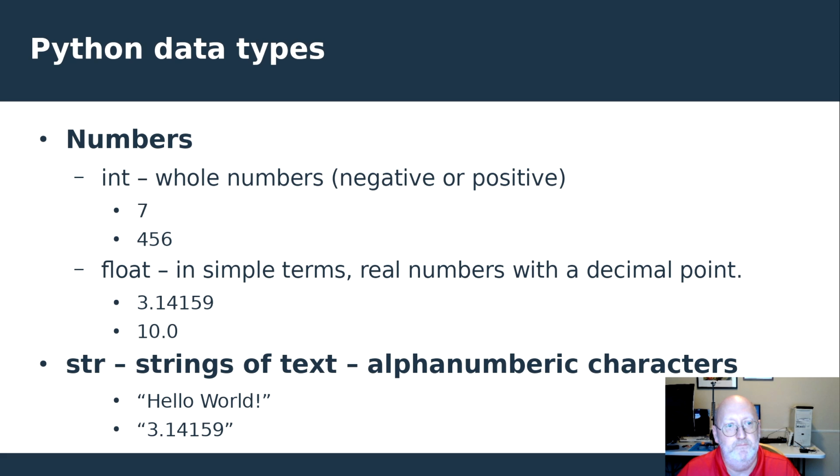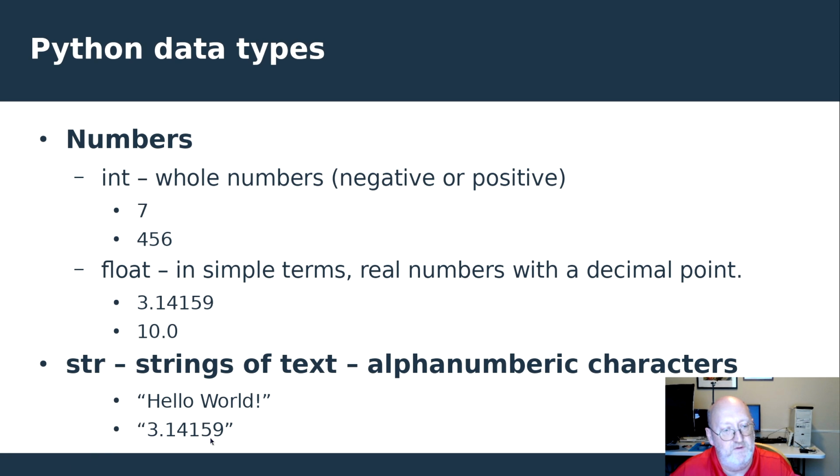So there's number types. A variable can be an integer, or it can be a floating point type. Integers are whole numbers. They can be negative or positive. They don't have a decimal place in them. So, for example, 7, 456. Floating point numbers, in simple terms, are real numbers. They can be negative or positive, and they have a decimal point in them. So, for example, 3.14159 pi, 10.0. And then finally, strings. Strings are literally that, strings of text, alphanumeric characters strung together. For example, hello world is a string of letters and a special character, an exclamation point.